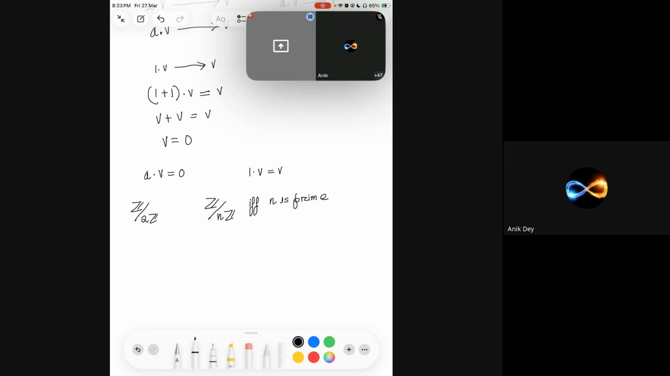So this is the first thing of group theory. My first hint is show that if the field is Z by 2Z, and the group is Z by 3Z, there is no action of the field on G so that it makes it into an F vector space.